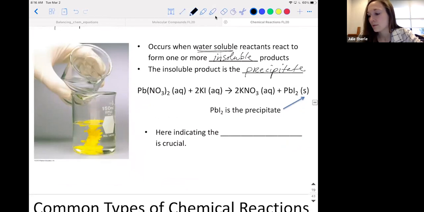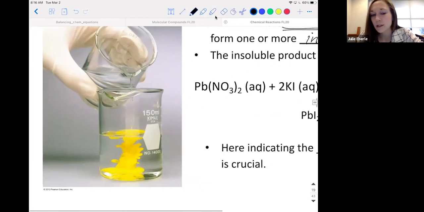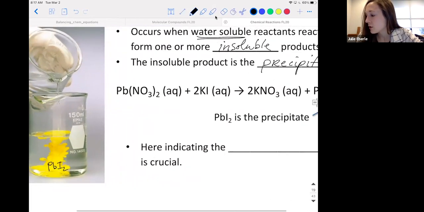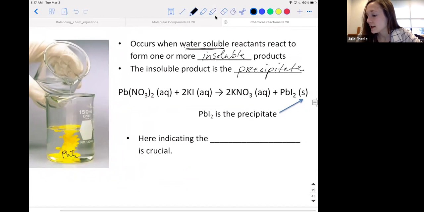So here's an example. You see this reaction over here, this really bright yellow compound. This is lead iodide, okay? This is PbI2, lead(II) iodide. And if we look, that's shown right here in this reaction. So this started out with a solution. Remember these abbreviations we said that show up after a compound, telling you the physical state.